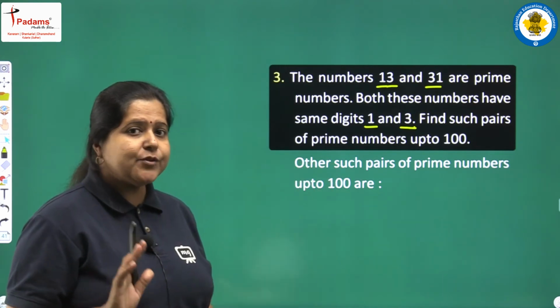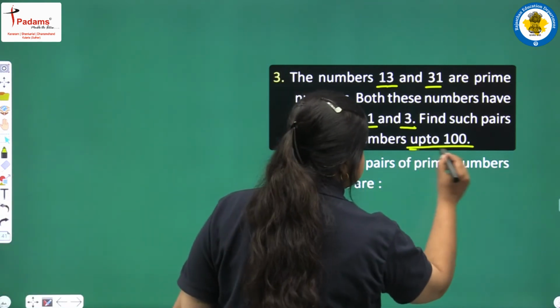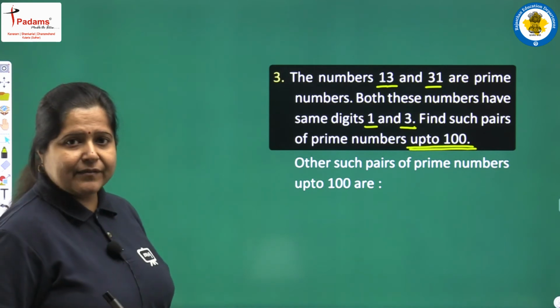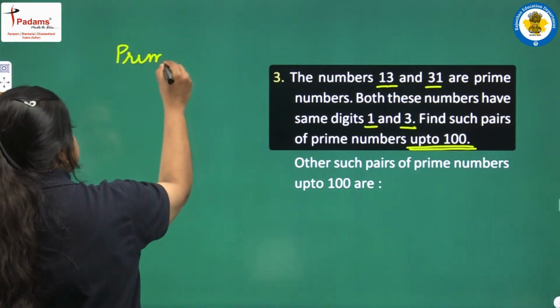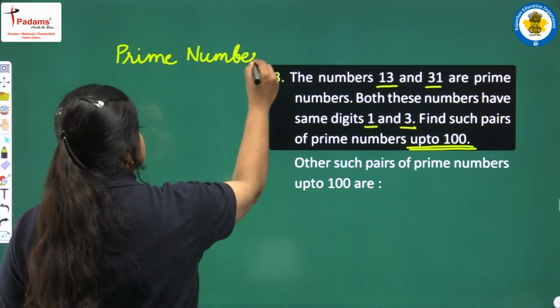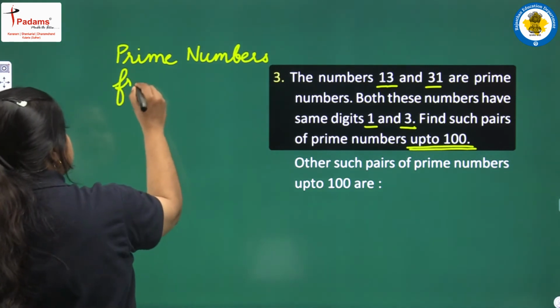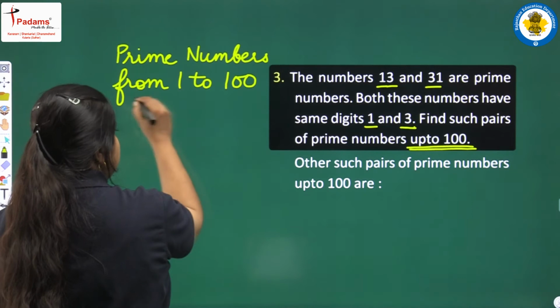For this we need to know the prime numbers up to 100. We had discussed it in our previous video. We can write them once again. Prime numbers from 1 to 100. Let us write them.